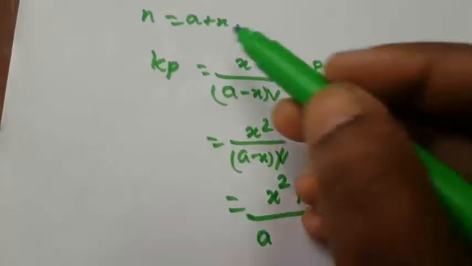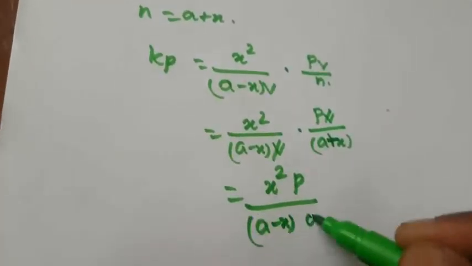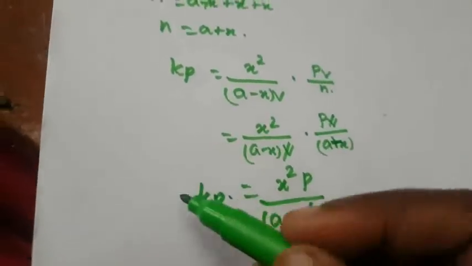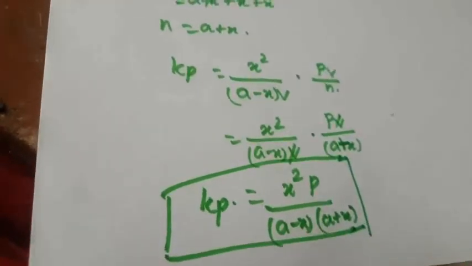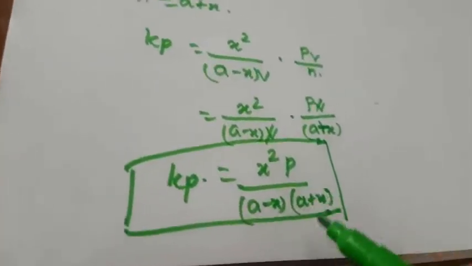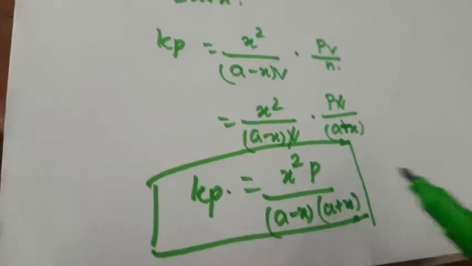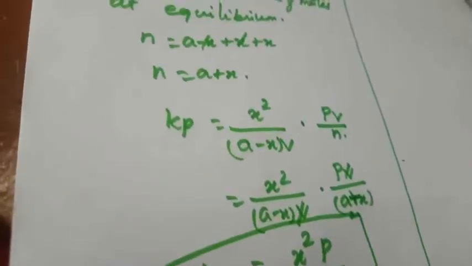This is A plus X, sorry. So A minus X into A plus X, okay? So this is the Kp value. Okay, so this is another derivation of this equilibrium constant. Kp is equal to X square P by A minus X into A plus X. Okay, so this is the dissociation of PCl5.